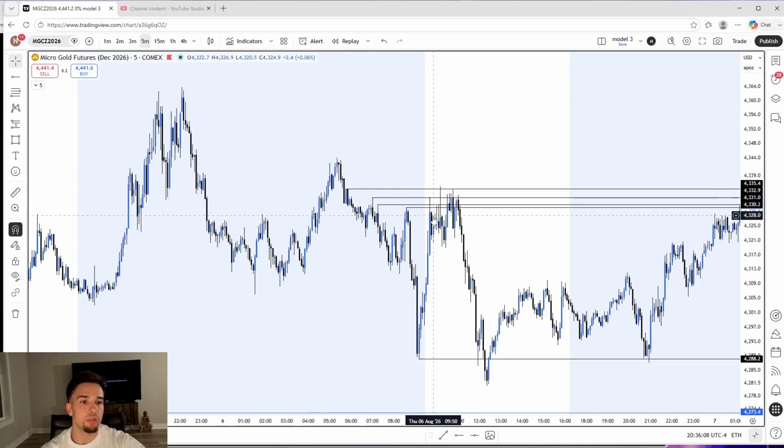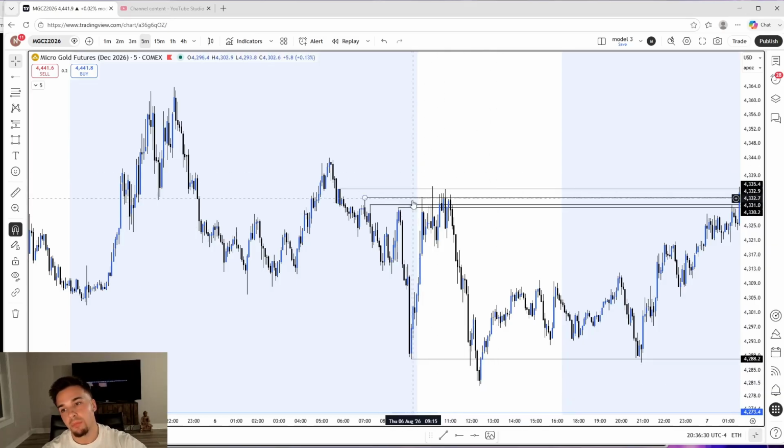Price will, more times than not, especially on the gold market, if you see stacked draws on liquidity, low resistance liquidity stacked like this, want to come up, sweep all of these, and build as many orders as possible for institutions in order to send price right back down to where they want it to go, right?